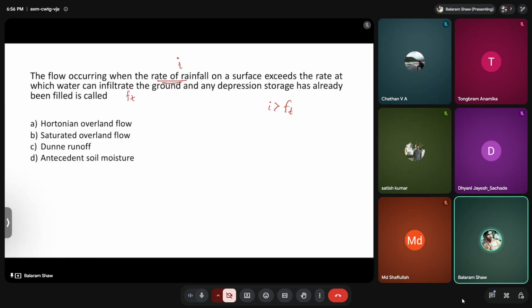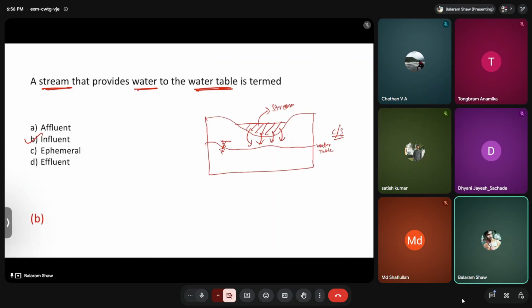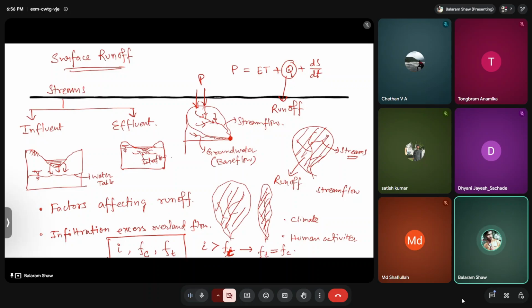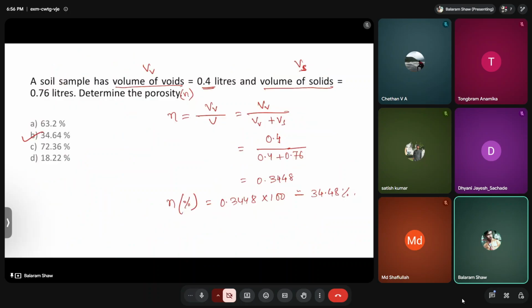So FT will be equal to FC, right? Just now we have discussed here. What is that? Right? FT will be equal to FC, right? So wait a minute.